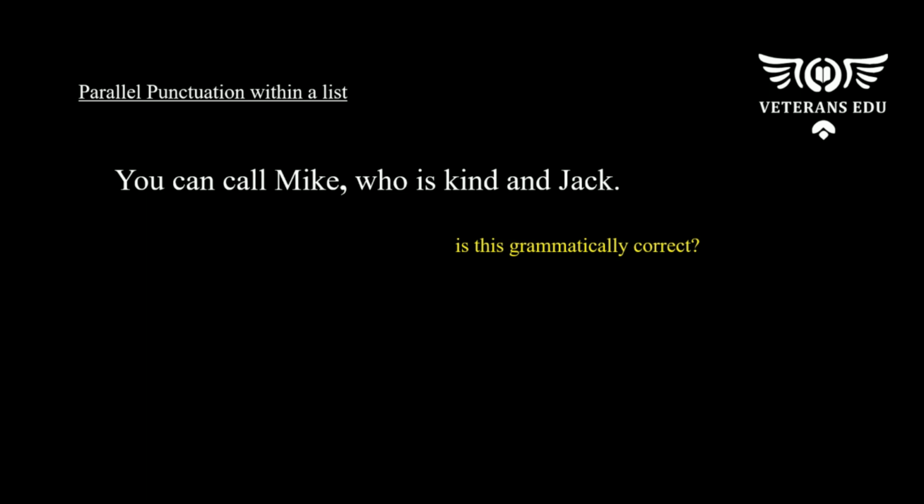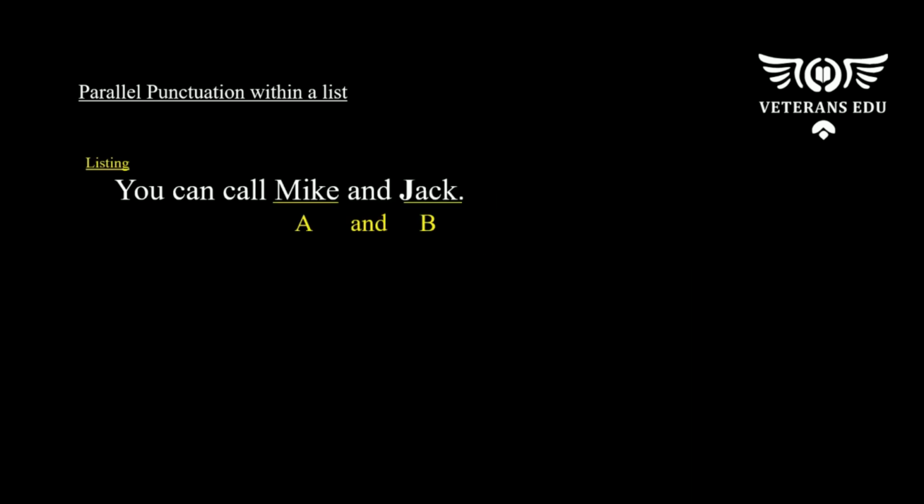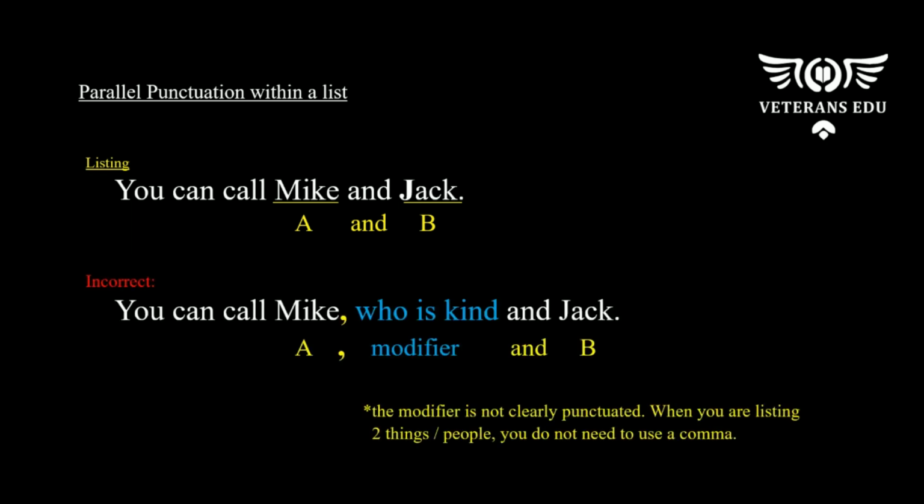You can call Mike, who is kind, and Jack. Is this sentence grammatically correct? The answer is no. And here's why. When we're listing two things or people, we use the word and without the comma. For instance, you can call Mike and Jack. In this sentence, the modifier is not clearly punctuated, and the comma here is unnecessary.